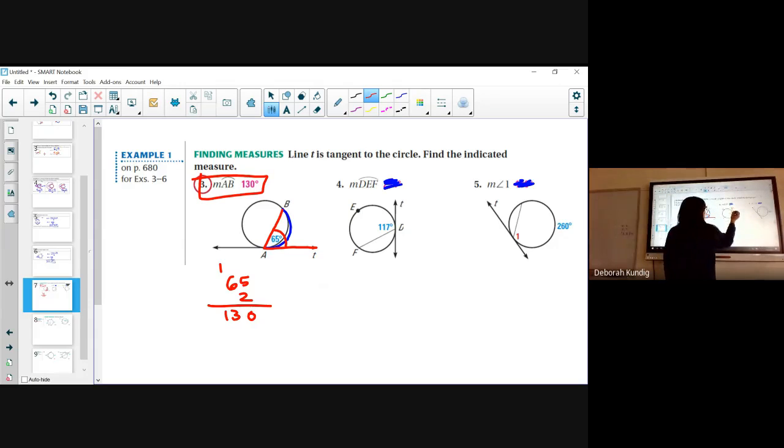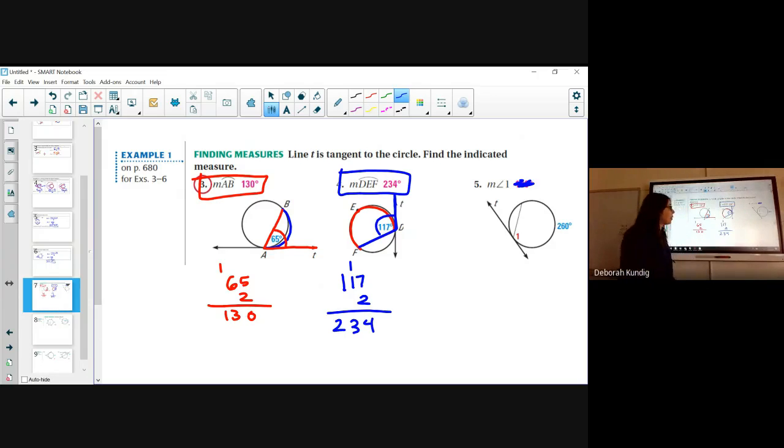In this one, I want to find the major arc DEF. I'm given this chord and this tangent where they intersect, and this angle is 117 degrees. To find the arc, the arc is always bigger, so 117 times 2 is 234 degrees. And that is the major arc DEF.